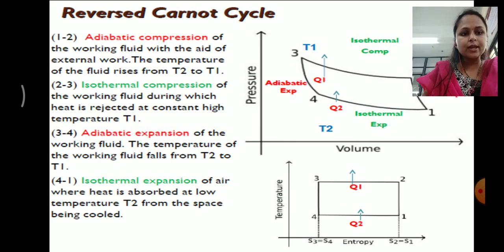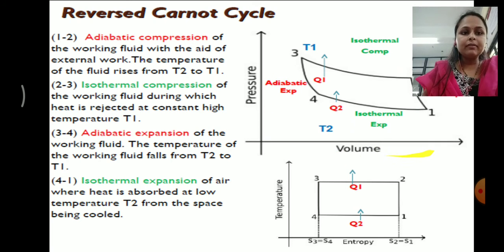Here you can see entropy is constant from 1 to 2 and from 3 to 4. That's why it is shown as S1 is equal to S2, S3 is equal to S4. Here we can see the second diagram. This second diagram shows the PV diagram. Okay, this is a PV diagram.